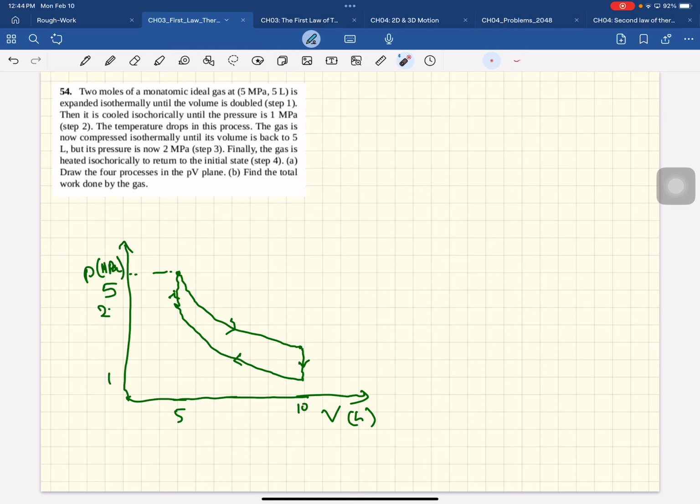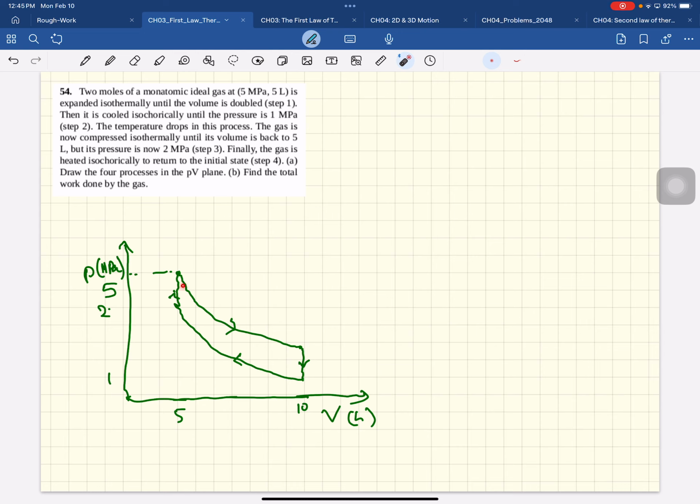The work is negative because it's giving heat. The convention was that when the gas expands, the gas does work. The gas is compressing here, so you're doing work on the gas. The gas is doing negative work.